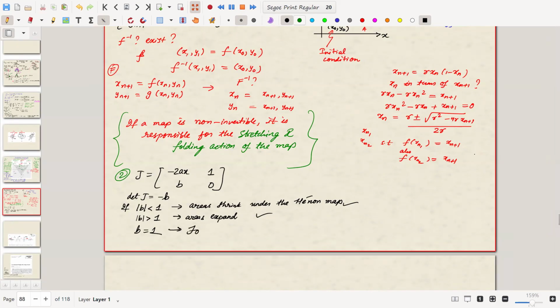If B is 1, then your folding is not strong enough to produce chaos, to lead to chaos. Okay. What happens if B is close to 0?